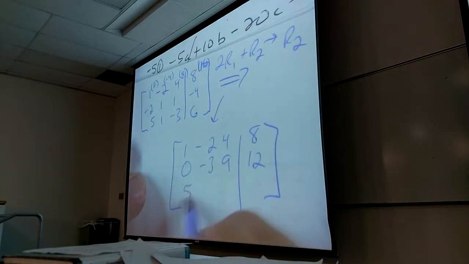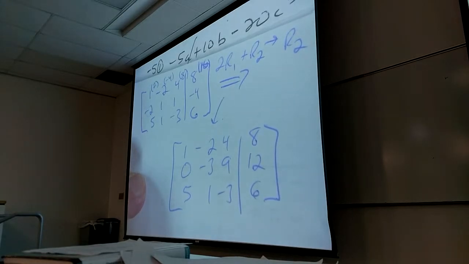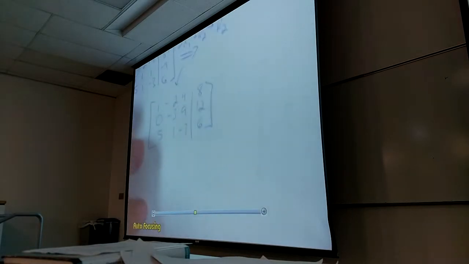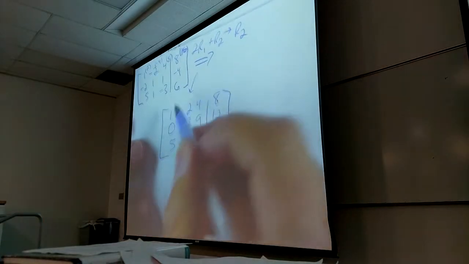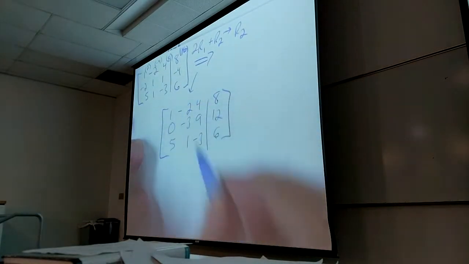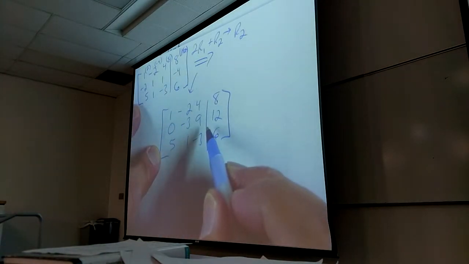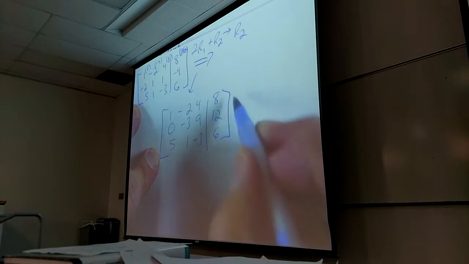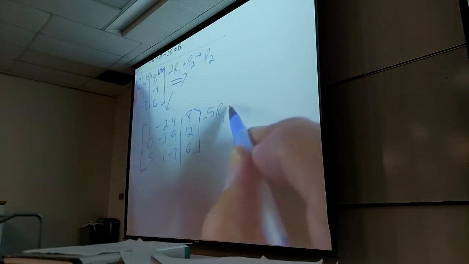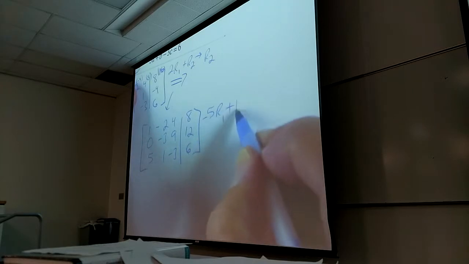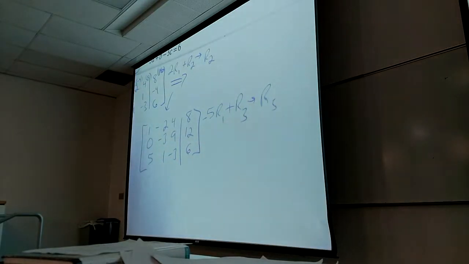So let me just rewrite everything. Okay. Whoa, I forgot I was so zoomed in. Now, like I just gave it away, but this column is not done. Still a 5 here. So what am I going to do to kill it? Yeah, I'm going to do negative 5 times row 1 plus row 3. Put the answer into row 3. I like it.